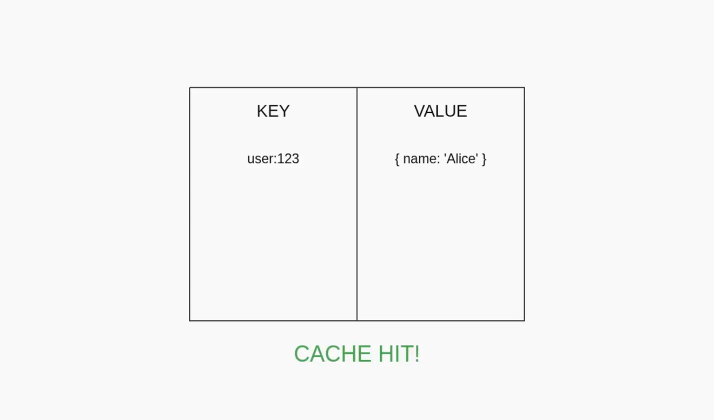If the cache says no, that is a cache miss, and we have to go back to the slow database to fetch it. Once we get it from the database, we usually save a copy in the cache so that the next time someone asks for key 123, it is ready to go. This simple logic saves millions of database queries every single day.